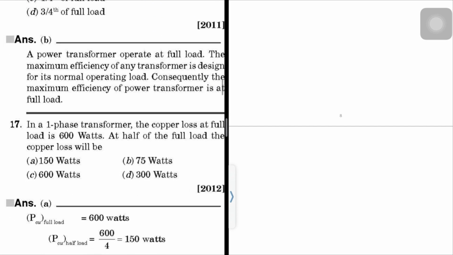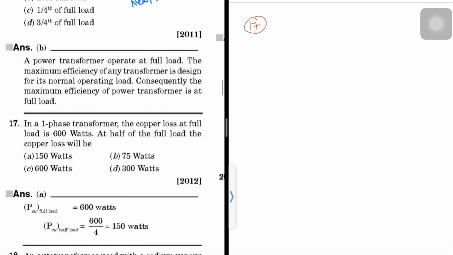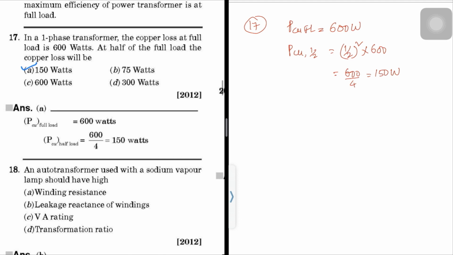Coming to the 17th question: in a single phase transformer, the copper loss at full load is given as 600 watt. At half of the full load, what is the copper loss? This is also easy. Copper loss at half load is equal to (1 by 2) squared times the copper loss at full load. So 600 by 4 equals 150 watt. This is a repetitive bit.